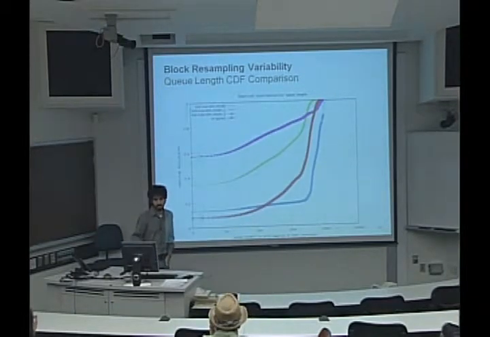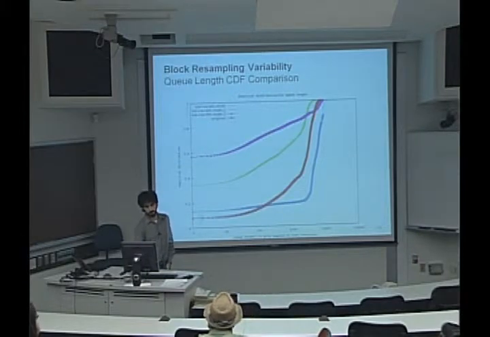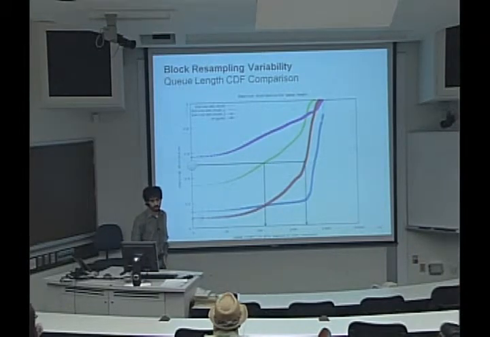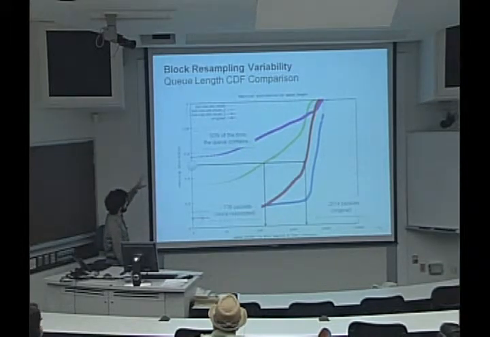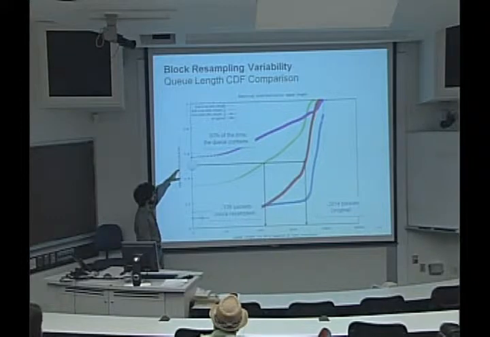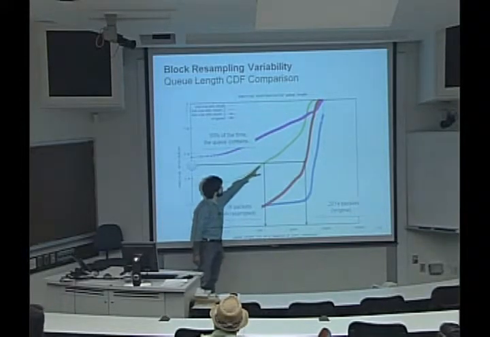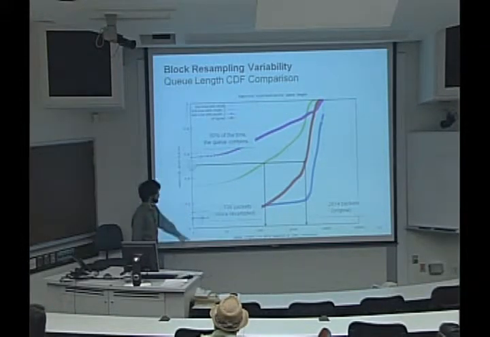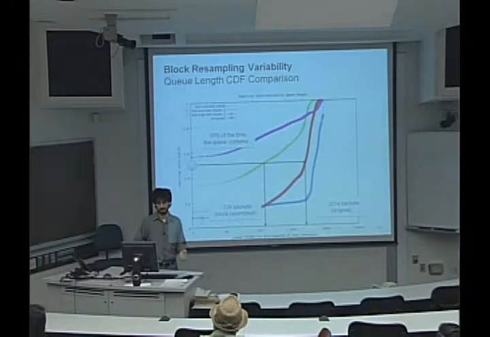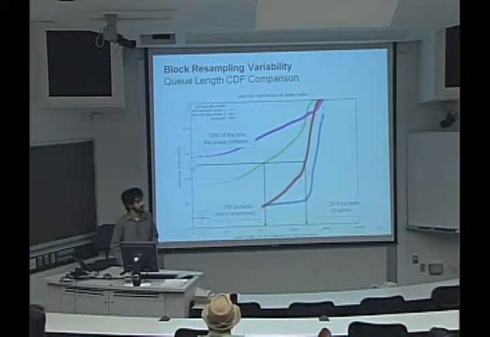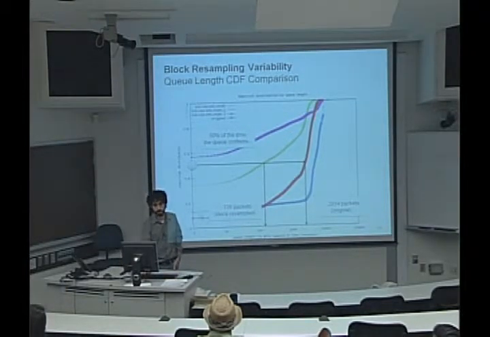Again, this is the cumulative distribution function of queue length, and what this means is that 50% of the time, one of the block resampled experiments contained 136 packets in the queue, the median, and the original contained over 2,600 packets in the queue. Whereas if you look at the other two block resampled connections, again it's very different distributions.